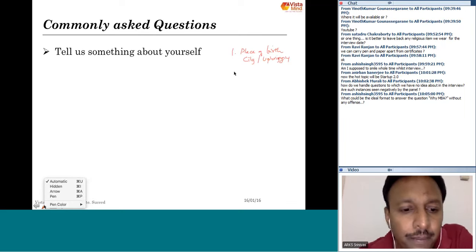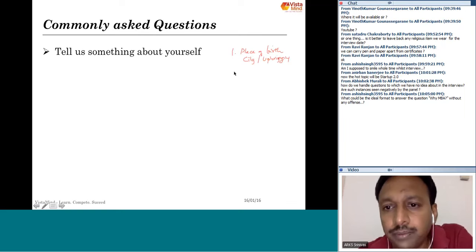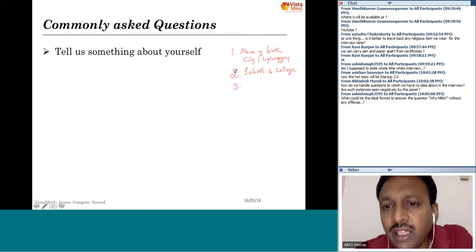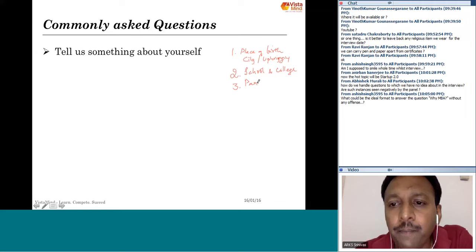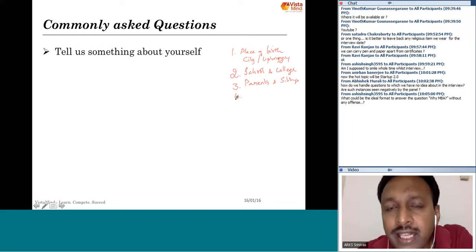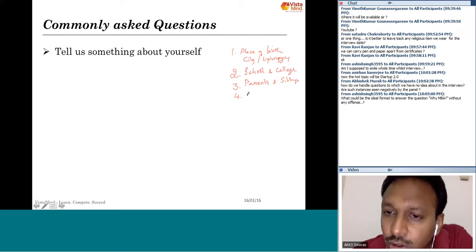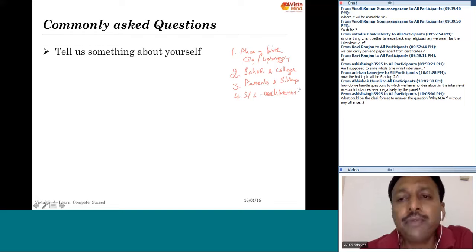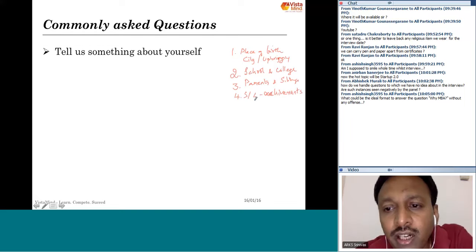The second thing that is required is about your school and college. Basic idea about this. Or the third thing, in fact, this could be the third one, and the second one could be your parents and siblings. Fourth point, which is possibly required in your interview, is your school and college achievements. Achievements both on the co-curricular and curricular.